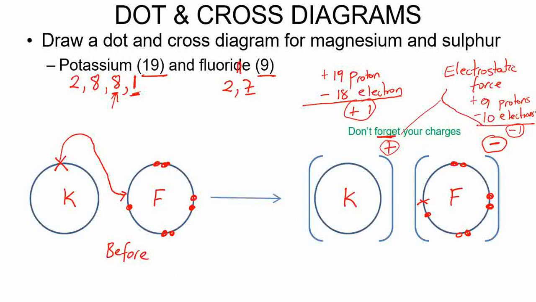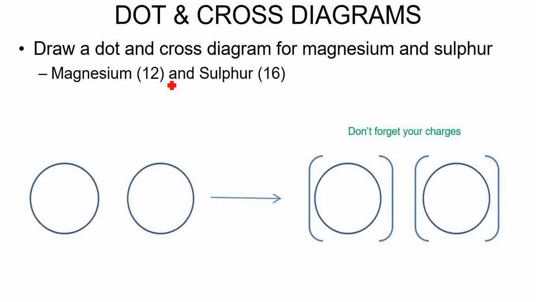Good, let's try another one. Magnesium and sulfur. Magnesium, 12 electrons, therefore it's going to be 2, 8, 2. Sulfur is going to be 2, 8, 6, found in group 6. We're just going to use our outer shell only. So 1, 2, that's my magnesium.